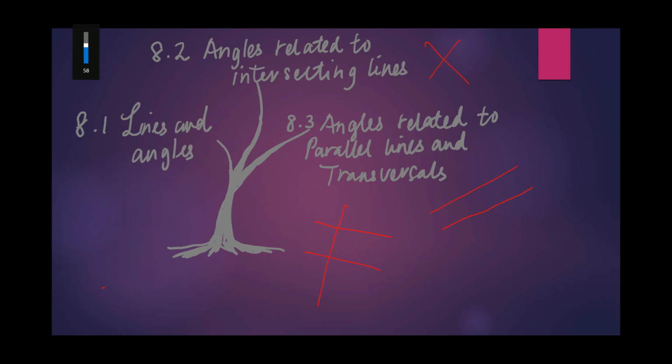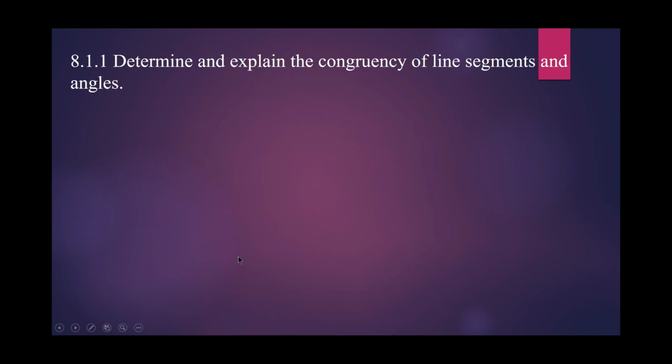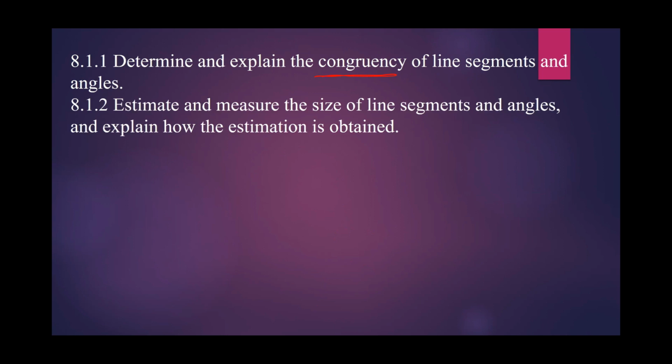Okay, let's look at the next one. So later on, you are going to learn how to determine and explain the congruency of line segments and angles. Estimate and measure the size of line segments. For example, I give you a line, you measure how much is the length. This one I'm sure you already know how to do by using a ruler. And then you are going to measure angles. Measure angles using what? You have any idea? Yes, very good. Protractor. Yeah, you are right.